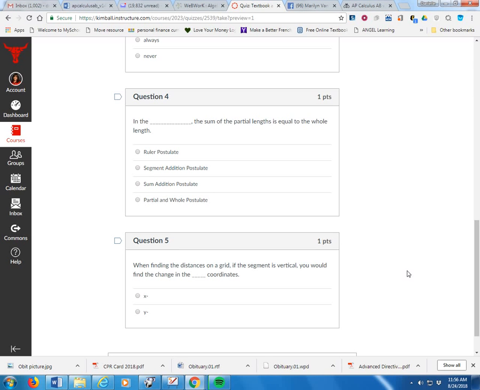Question 4, in which postulate is the sum of the partial lengths equal to the whole? Segment addition postulate. There were 2 postulates in this section, ruler postulate, segment addition postulate. This one's the segment addition postulate.